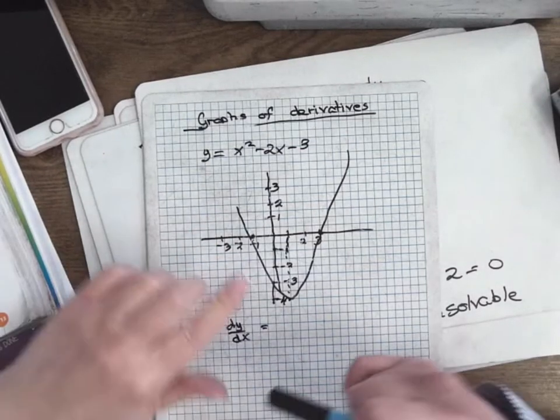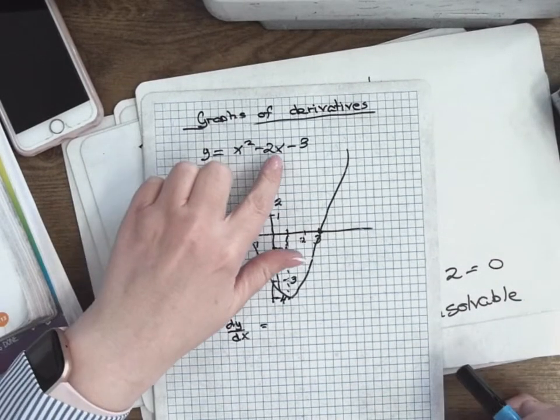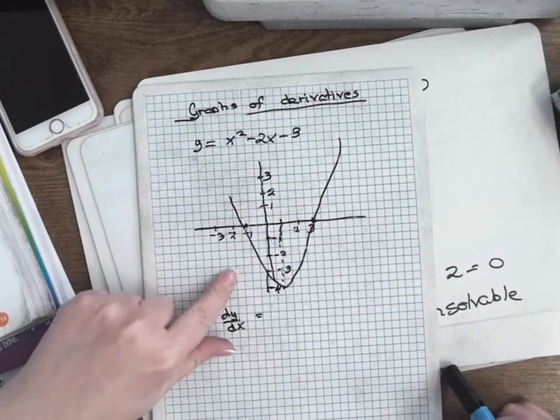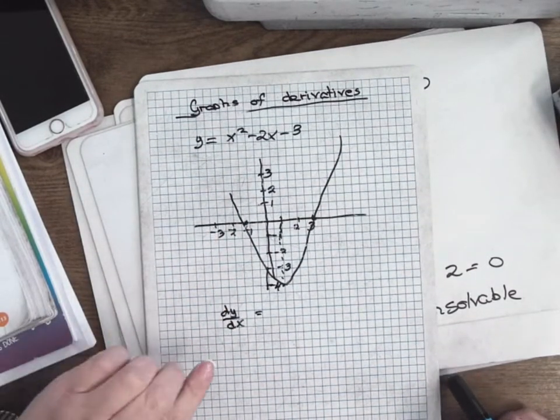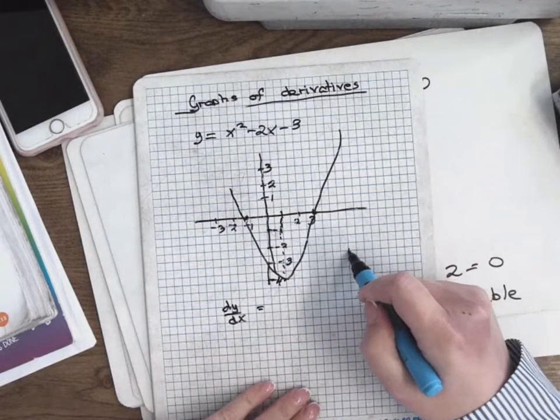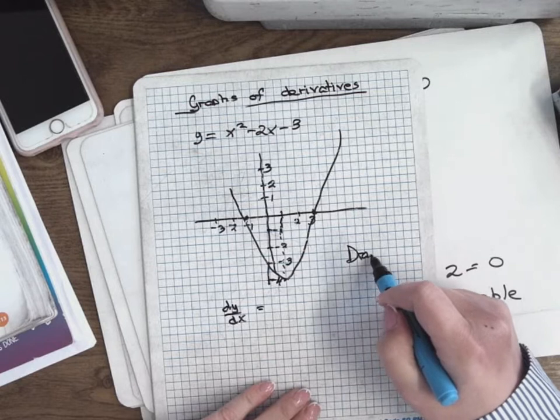So here's the function drawn for you. This is x squared minus 2x minus 3. U-shaped graph, would you agree? And there it is, a U-shaped graph, okay? And the question is, draw dy dx. So on the same axis, draw dy dx.